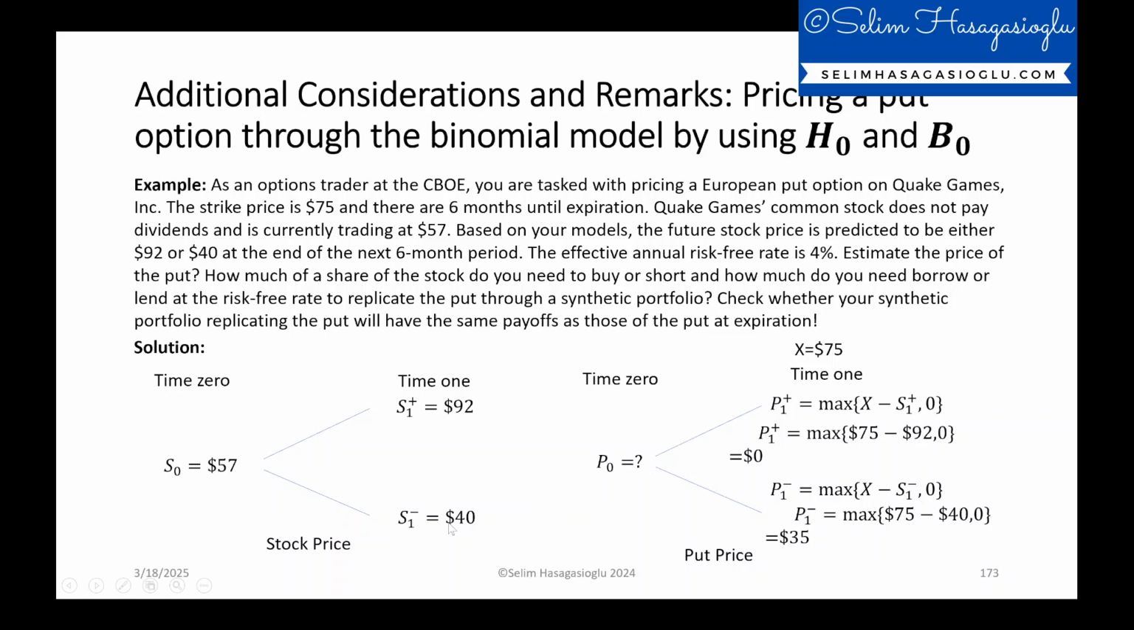But if the stock price falls to $40, you can buy the stock in the market at $40 and sell it at $75 as a put option holder. You have this right to sell it at the exercise price at expiration. So in that case, at time 1, again, we are taking the maximum between X minus S1 and 0, and the payoff or the price of the put at time 1 will be $35 under the second scenario.